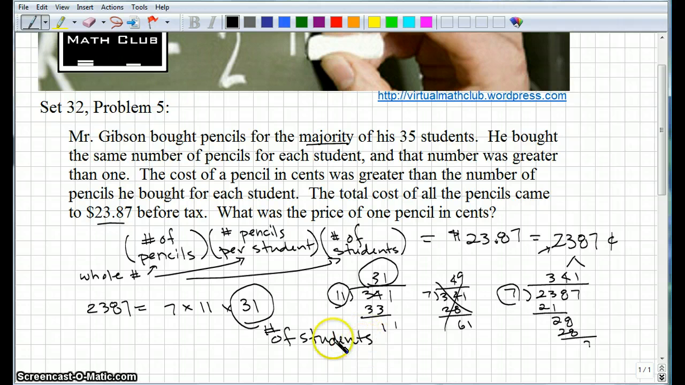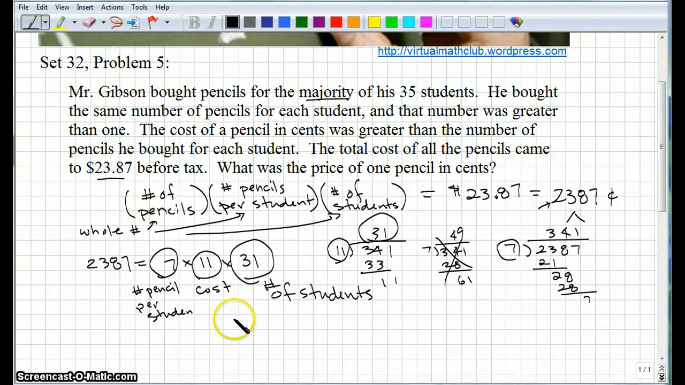We also know that the cost of a pencil in cents is greater than the number of pencils per student. So the cost is greater, so 11 has to be the cost of a pencil, and 7 has to be the number of pencils per student. So what were we asked for? We're asked for the price of a pencil in cents, and so that has to be 11 cents for one pencil. Alright, so there's your answer.